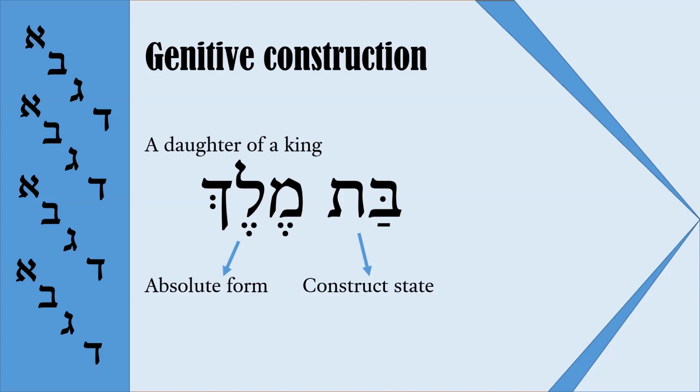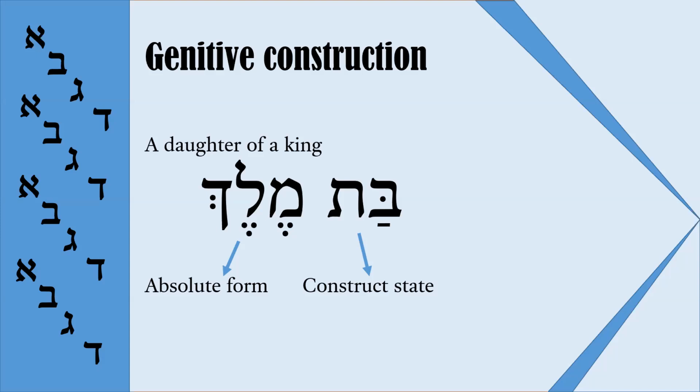In English, we usually express the same relationship with the help of the preposition "of," or the possessive suffix "'s," like "a daughter of a king," or "the king's daughter." So both ways are possible. In Hebrew, it is called the construct relationship. And now I will try to explain what it means.